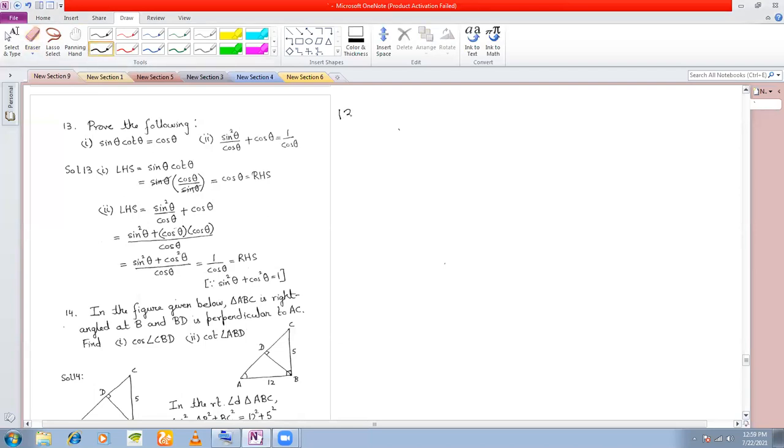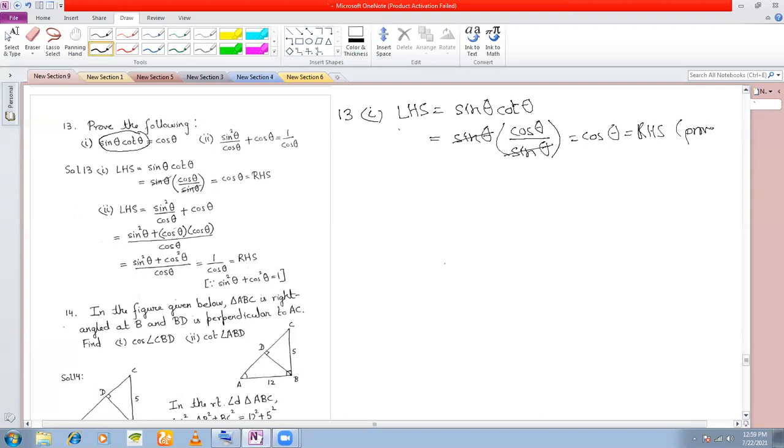Number 13. Now these are 1 line problems. Prove the following. Sin theta cot theta is equal to cos theta. You start from the left hand side. LHS is equal to sin theta cot theta. Now you know that cot is from the quotient relations. Cot is cos by sine, right? So cos theta by sine theta. So here you can cancel sine theta and you get cos theta, which is equal to your RHS. And that is proof. This is a 2 line problem. So it's an easy problem.